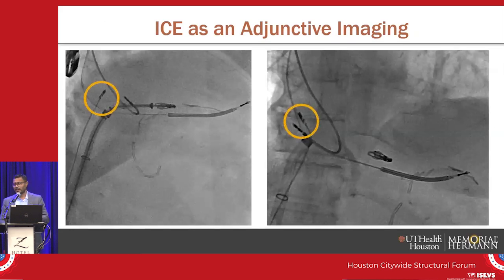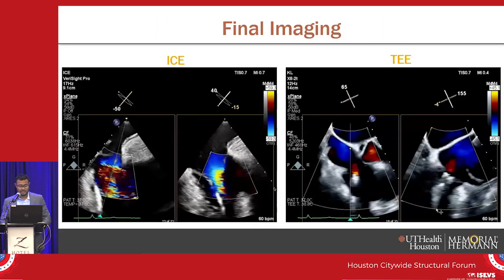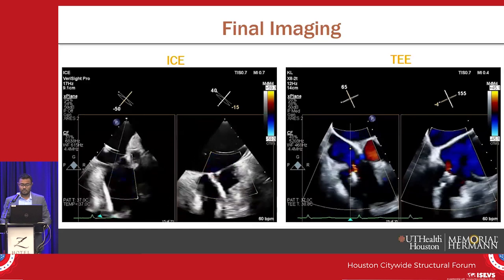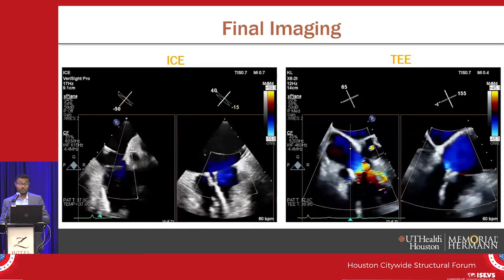You have to do some minor ICE manipulations to get the pictures that you want. Sometimes you have to put it close to the tricuspid apparatus, all the way flexed down into the tricuspid annulus. And this is the final result. As you can see, ICE images are no different than the TE images. In fact, the ICE images look even better, some might argue.